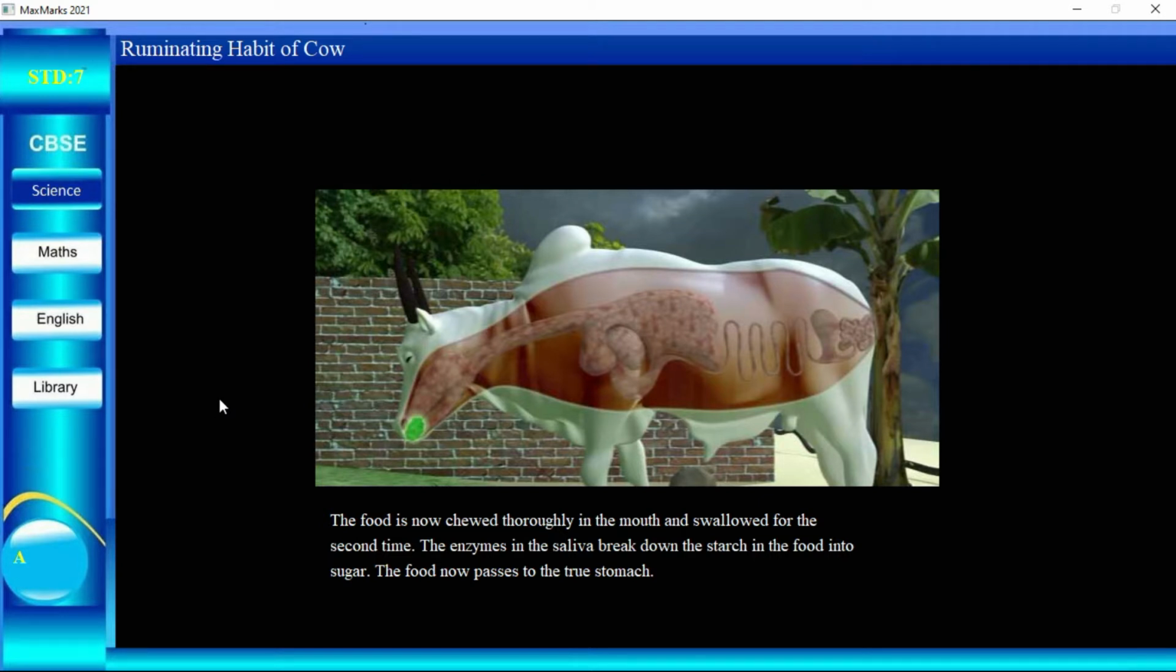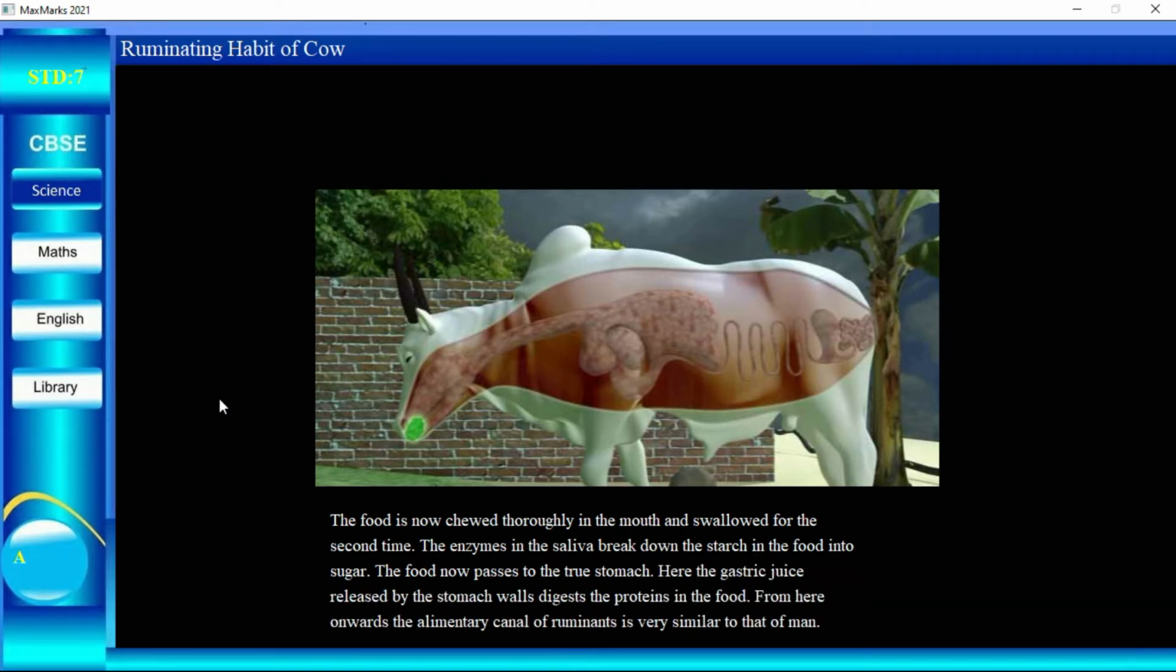The enzymes in the saliva break down the starch in the food into sugar. The food now passes to the true stomach. Here the gastric juice released by the stomach walls digests the proteins in the food. From here onwards, the alimentary canal of ruminants is very similar to that of man.